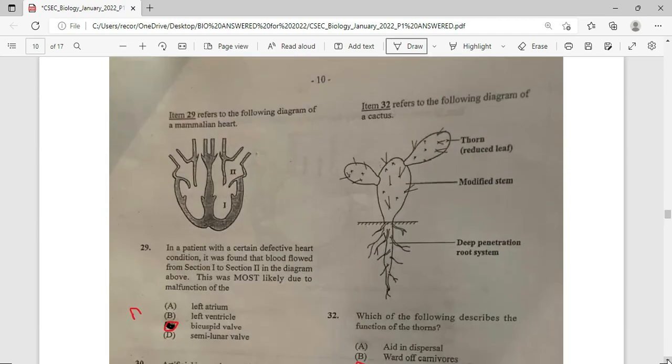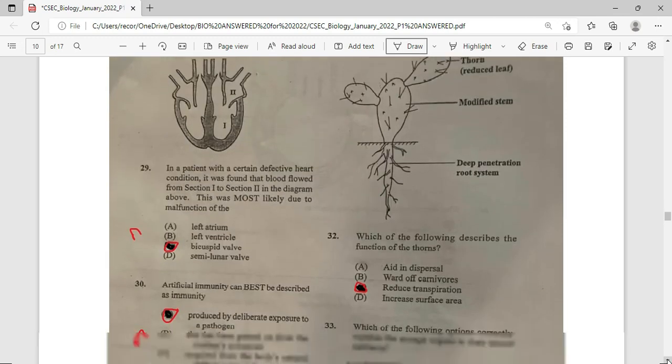We move on to 29, which is a new question, and it reads, item 29 refers to the following diagram of a mammalian heart. In a patient with a certain defective heart condition, it was found that blood flowed from section 1 to section 2 in the diagram above. This was most likely due to the malfunction of the bicuspid valve. Bicuspid valve, that valve there between the left atrium and the left ventricle.